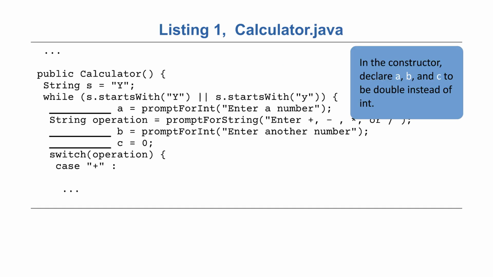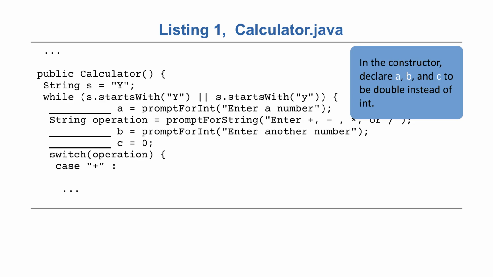Exercise 1. Declare double variables. Pause the video if you need more time in any of these exercises. If you want to see how I would complete any of the listings, please refer to the completed listings at the end of this video. In the constructor, declare A, B, and C to be double instead of int. Run it. Try to divide 5 by 2. Did it print 2.5? It should have.